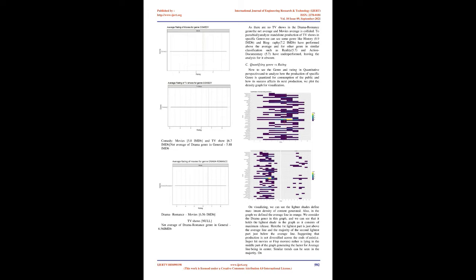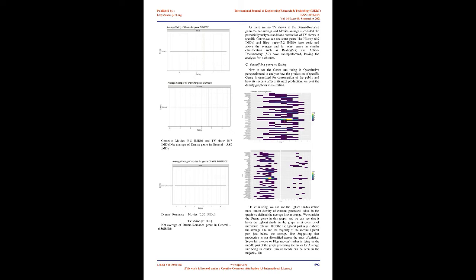On the parochial view of the graph, we can say that TV shows possess better ratings than movies. Even the highest rating in the content type is held by TV shows, 9.2 IMDb. The average rating of the whole dataset is 6.35. The IMDb range of the dataset is 7.5. Now to see the average rating of the top 3 genres, we plot graphs. As there are no TV shows in the drama-romance genre, the net average and movies average collide.